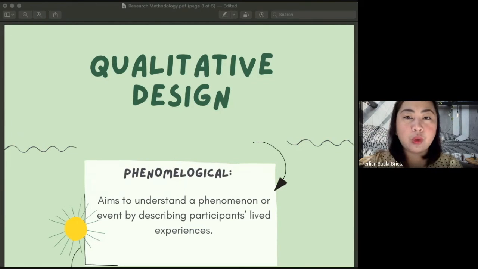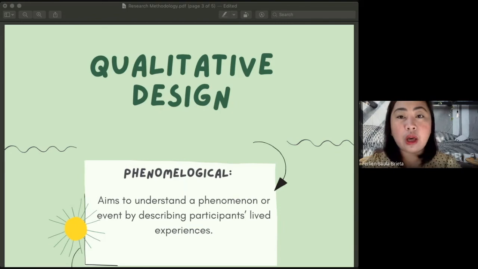Okay? So, if ever you want to do this type of research design, you have to review and you have to do a lot of reflection in order to understand your respondents' lived experiences.